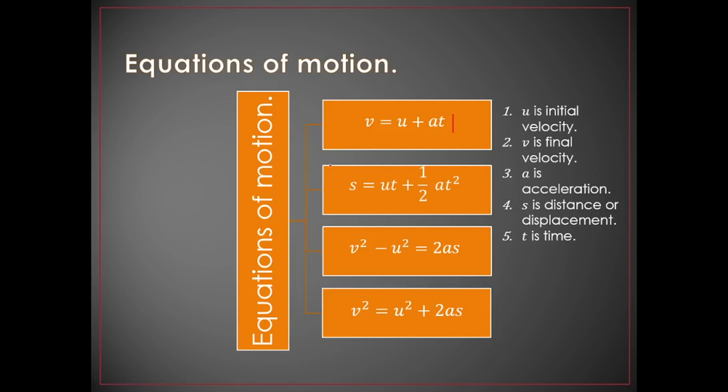When you want to find distance, s is for distance or displacement. When the initial velocity is given, you write it as s equals ut plus half at square, that is 1 by 2 at square. Then the third equation of motion is v square minus u square is equal to 2as. The fourth equation is v square equals u square plus 2as.